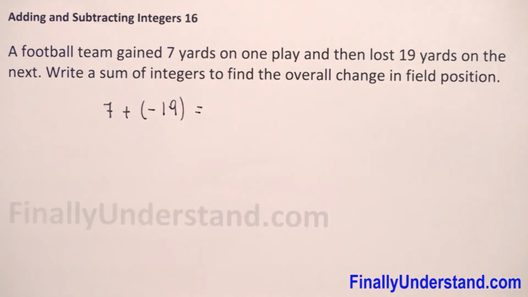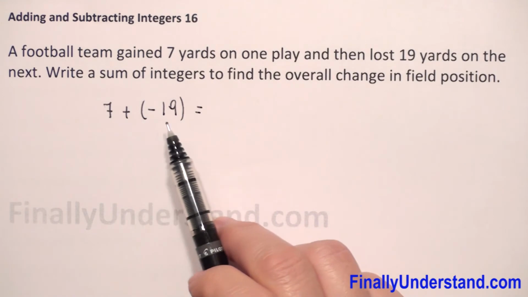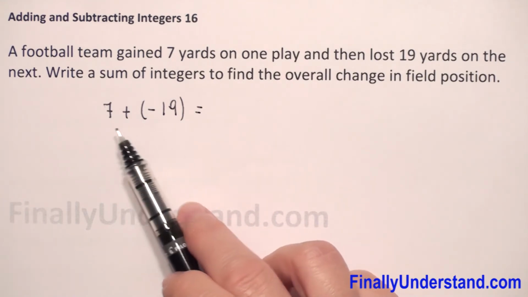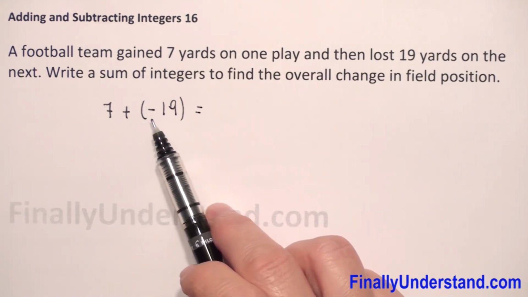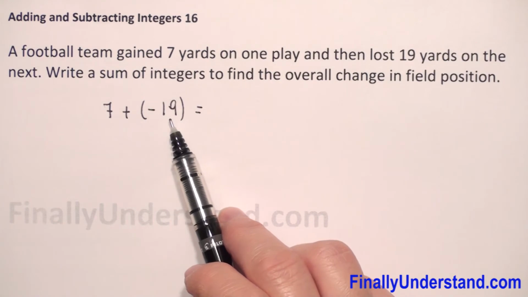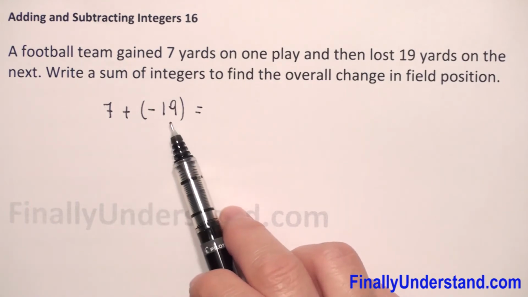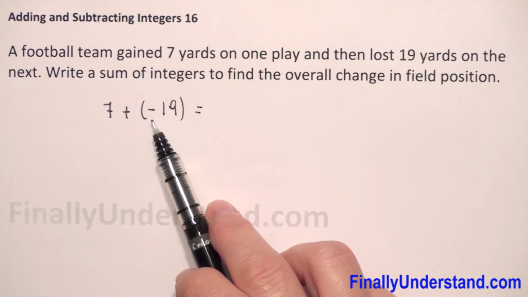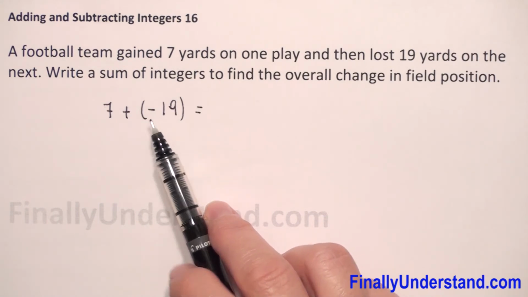So this is equal. We have addition of integers with different signs. First is positive, second is negative. First, check which of these two numbers, 7 or 19, is greater. 19 is greater, so next we check the sign before the greater number is negative.